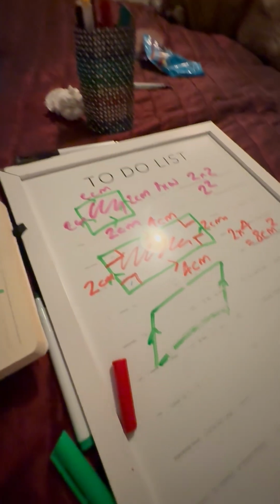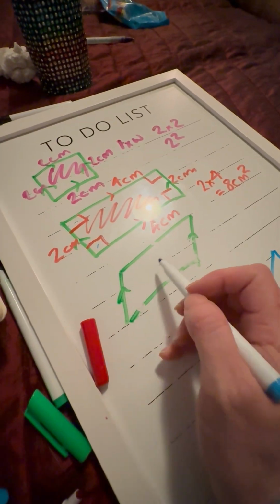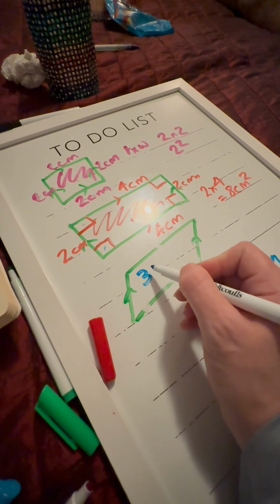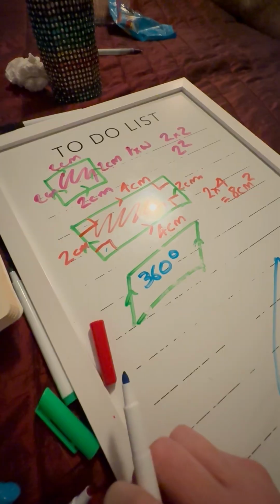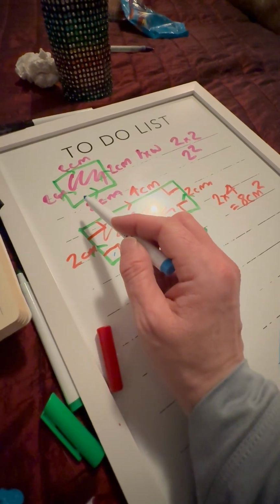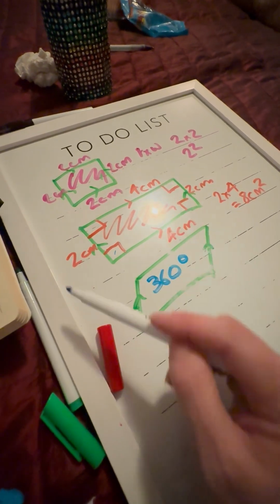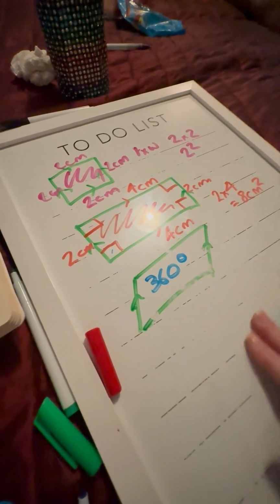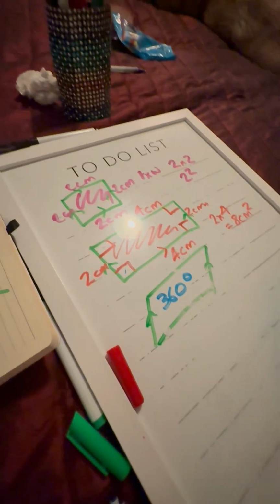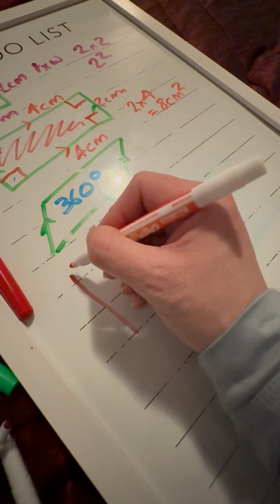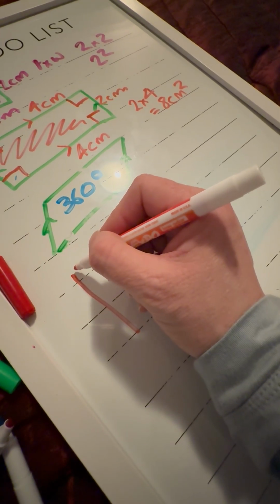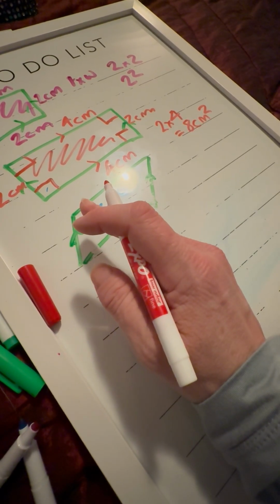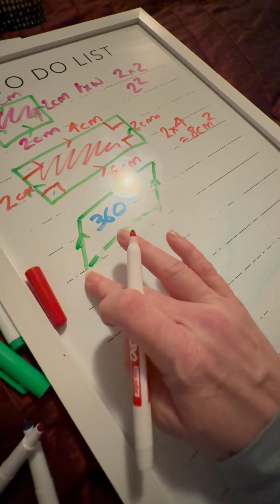But in any four-sided shape, even this one here, all the angles inside the shape add up to 360 degrees. So 90 plus 90 plus 90 plus 90, 360. So what that means, if inside a four-sided shape you know that the angles are always 90 degrees, you know it's always 360.